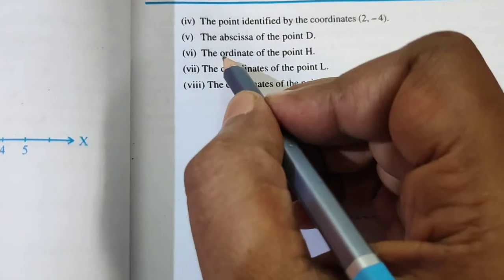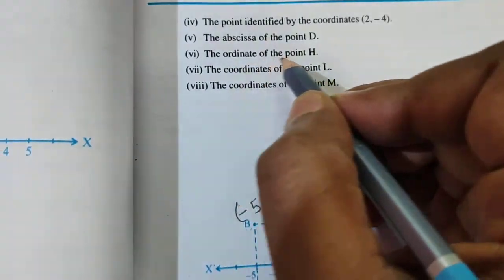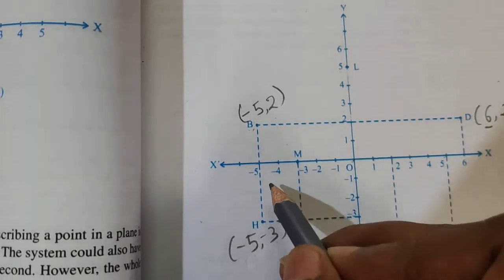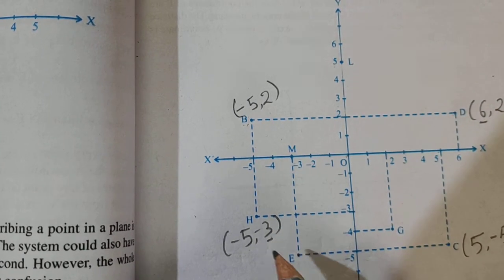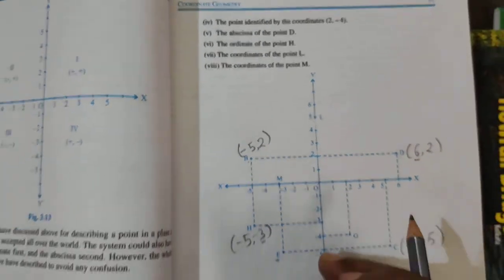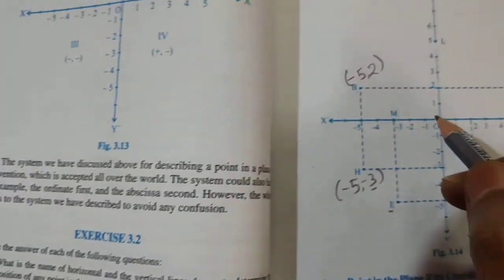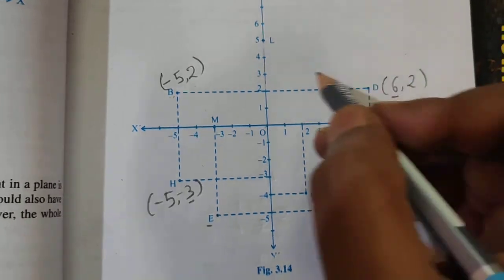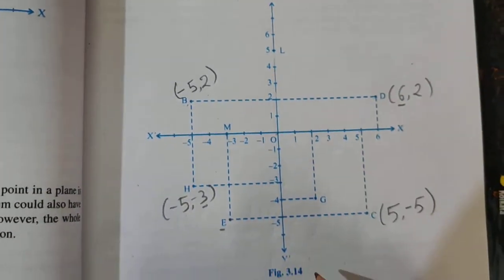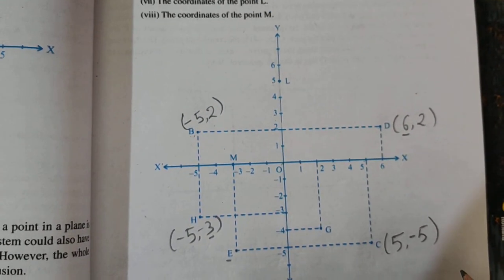So here in the question it is asked the ordinate of the point H. The ordinate of the point H is minus 3. Understood? In this way you will write all this. Exercise 3.2 number 2 you will write in your classwork copy by studying the graph from here. Okay, figure 3.14. Okay, students.